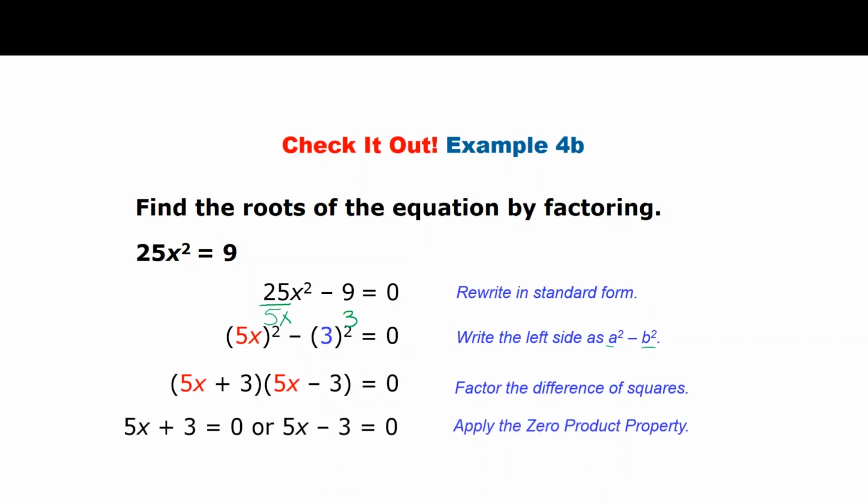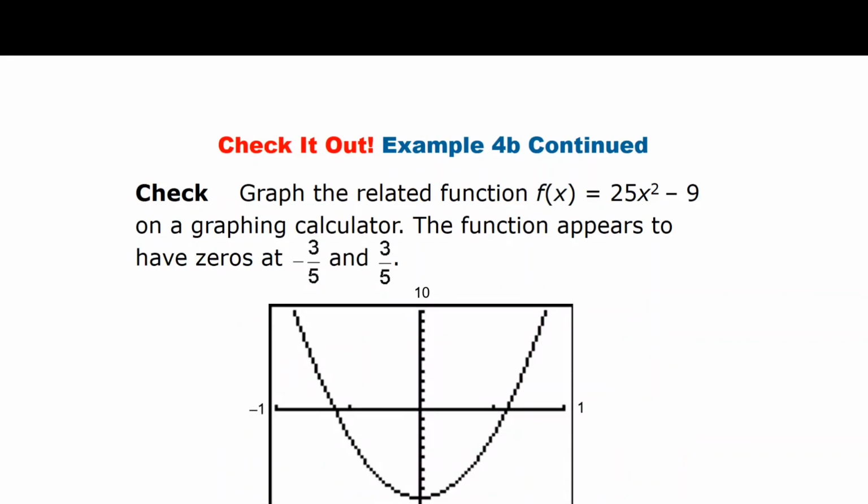We can apply the zero product property. So that tells us that 5x plus 3 equals 0 or 5x minus 3 equals 0. Solve each of those, and there you go. And again, we can put it in a graphing calculator, and you can find that your answer is correct.